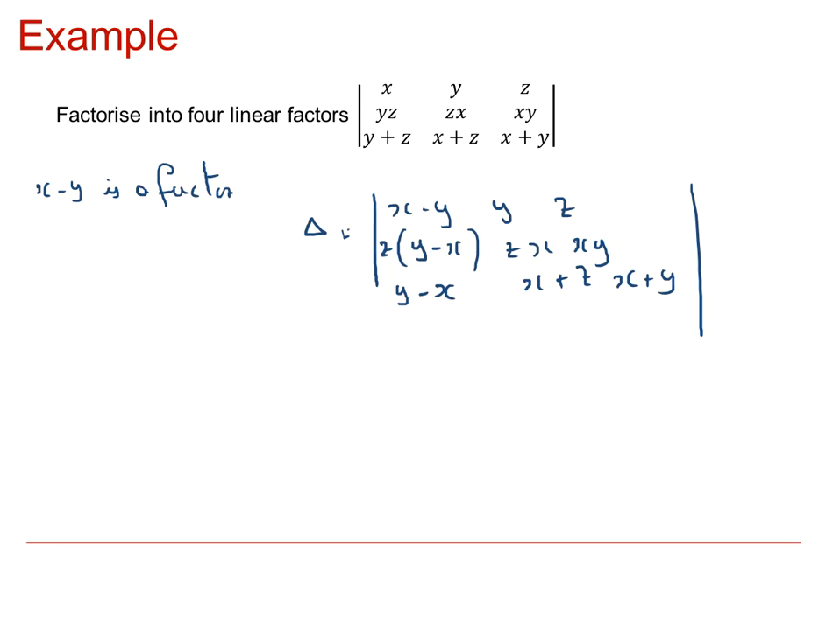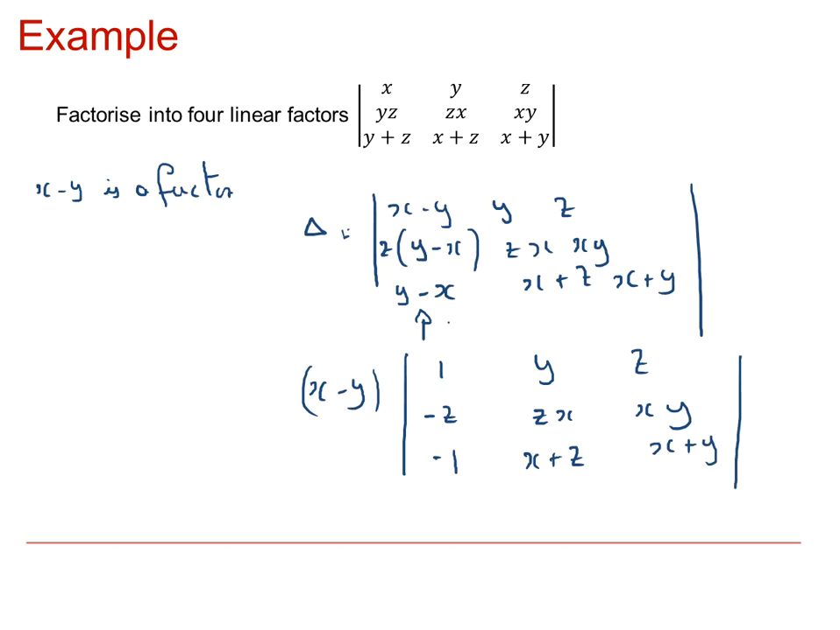Now we've got a factor of x minus y in the first column here, so we can take that out, and we're left with 1, y, z in the first row, negative z, zx and xy in the second row, and negative 1, x plus z and x plus y in the third row. And you can now see that if we add row 3 and row 1 together, then we're going to get the other factor, x plus y plus z.